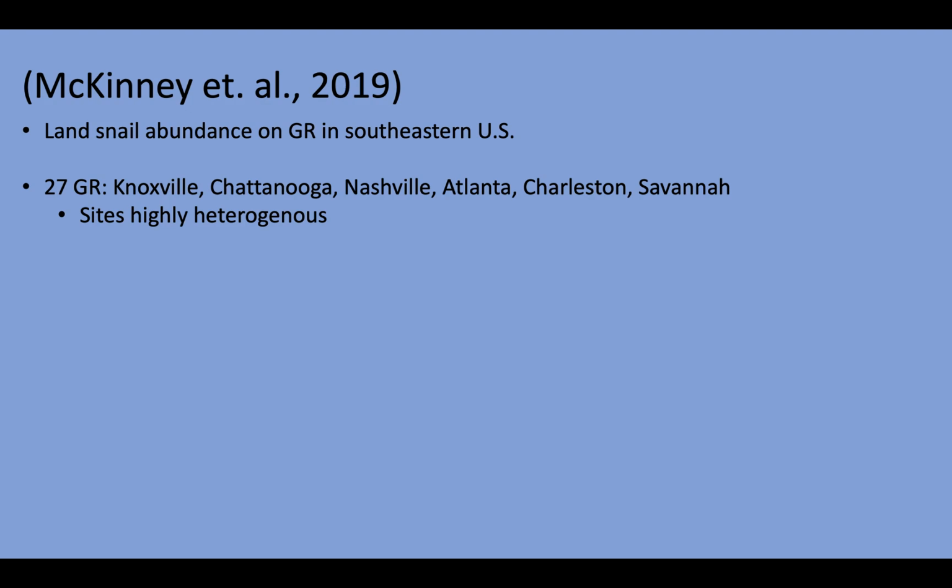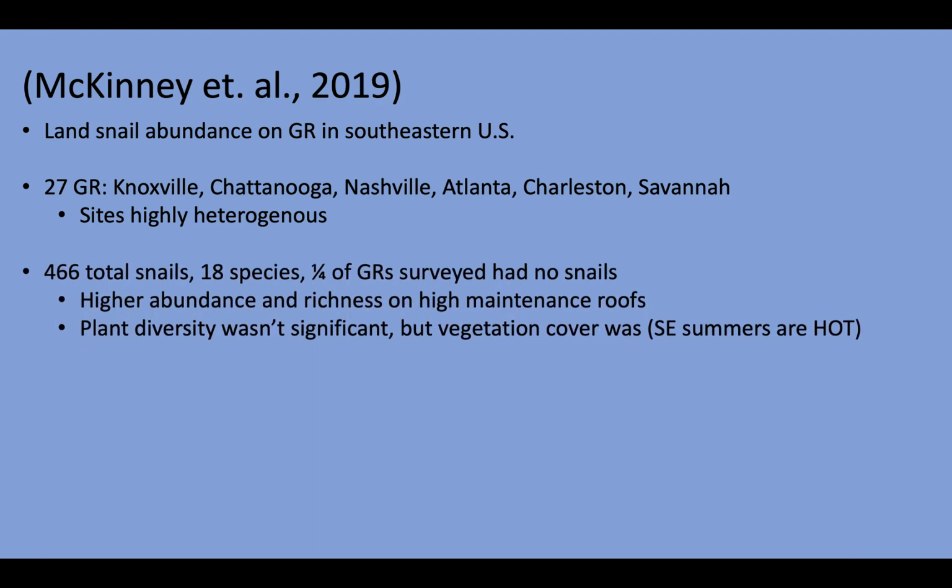So he looked at 27 sites in the southeastern United States: Knoxville, Chattanooga, Nashville, Atlanta, Charleston, and Savannah. And all of these sites were highly heterogeneous, which means that some were highly managed, some were not managed at all, some were big, some were small, the types of plants differed. And what they found was that there were 466 total snails on those 27 green roofs, which doesn't seem like a lot, but it was 18 species, and a fourth of the roofs didn't even have any snails.